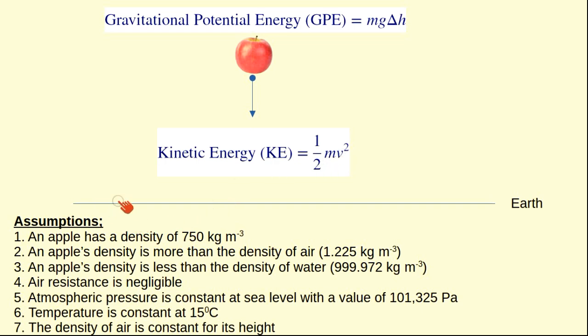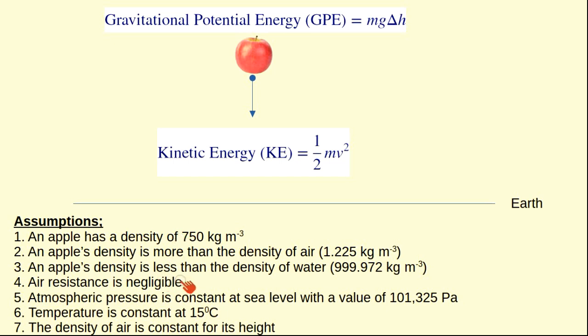What are my assumptions? Here's the Earth, here's the apple. My assumptions are the apple has a density of 750 kilograms per metre cubed. An apple's density is clearly more than the density of the air, which is a measurable value, 1.225 kilograms per metre cubed. But an apple's density is less than the density of water, which is nearly 1,000 kilograms per metre cubed, which means that it is going to float.